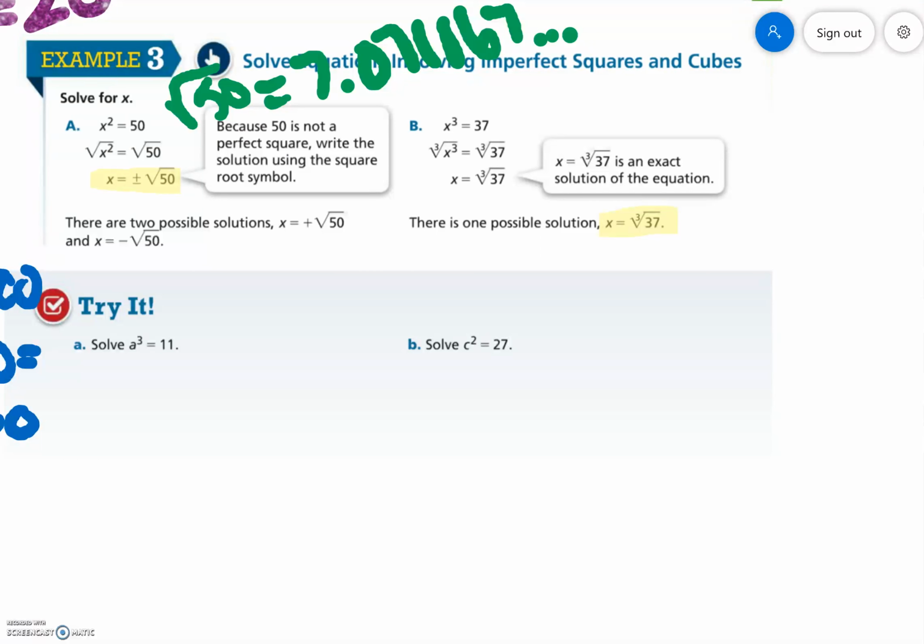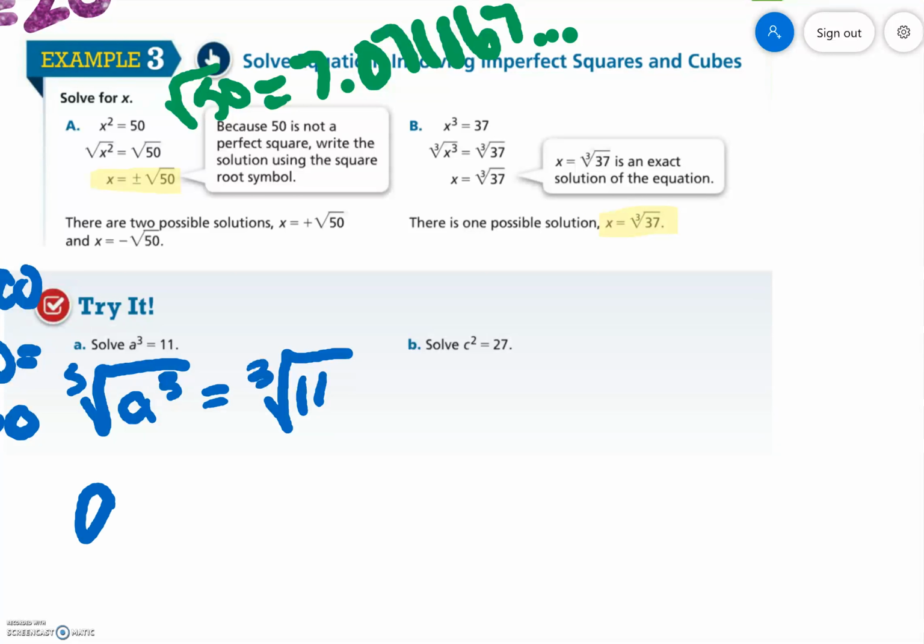A cubed equals 11. We need to take the cube root to get a by itself. So we take the cube root of 11. There is no number that multiplies to itself 3 times to get us to 11. So I know a is equal to the cube root of 11. That is the simplest way to leave it.